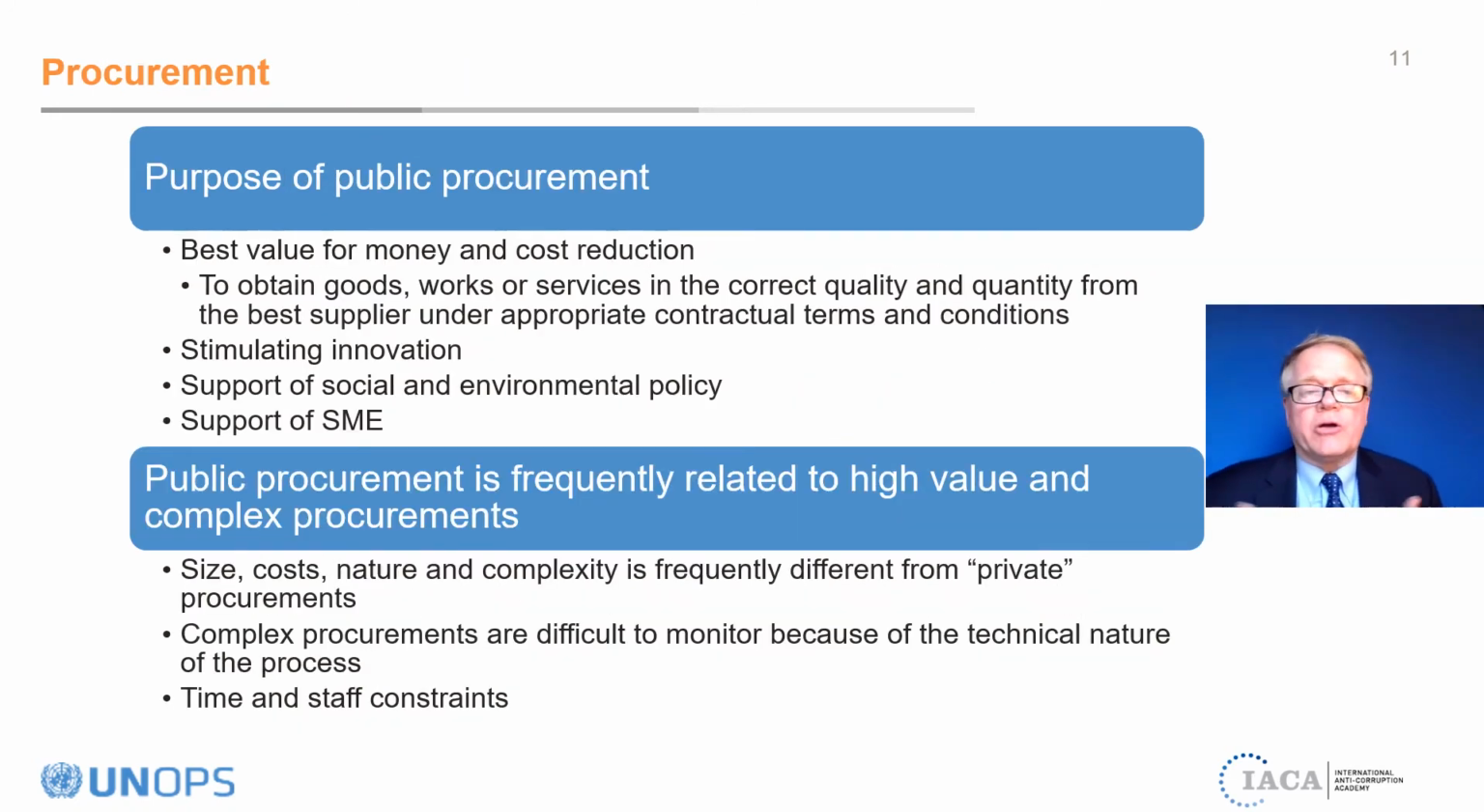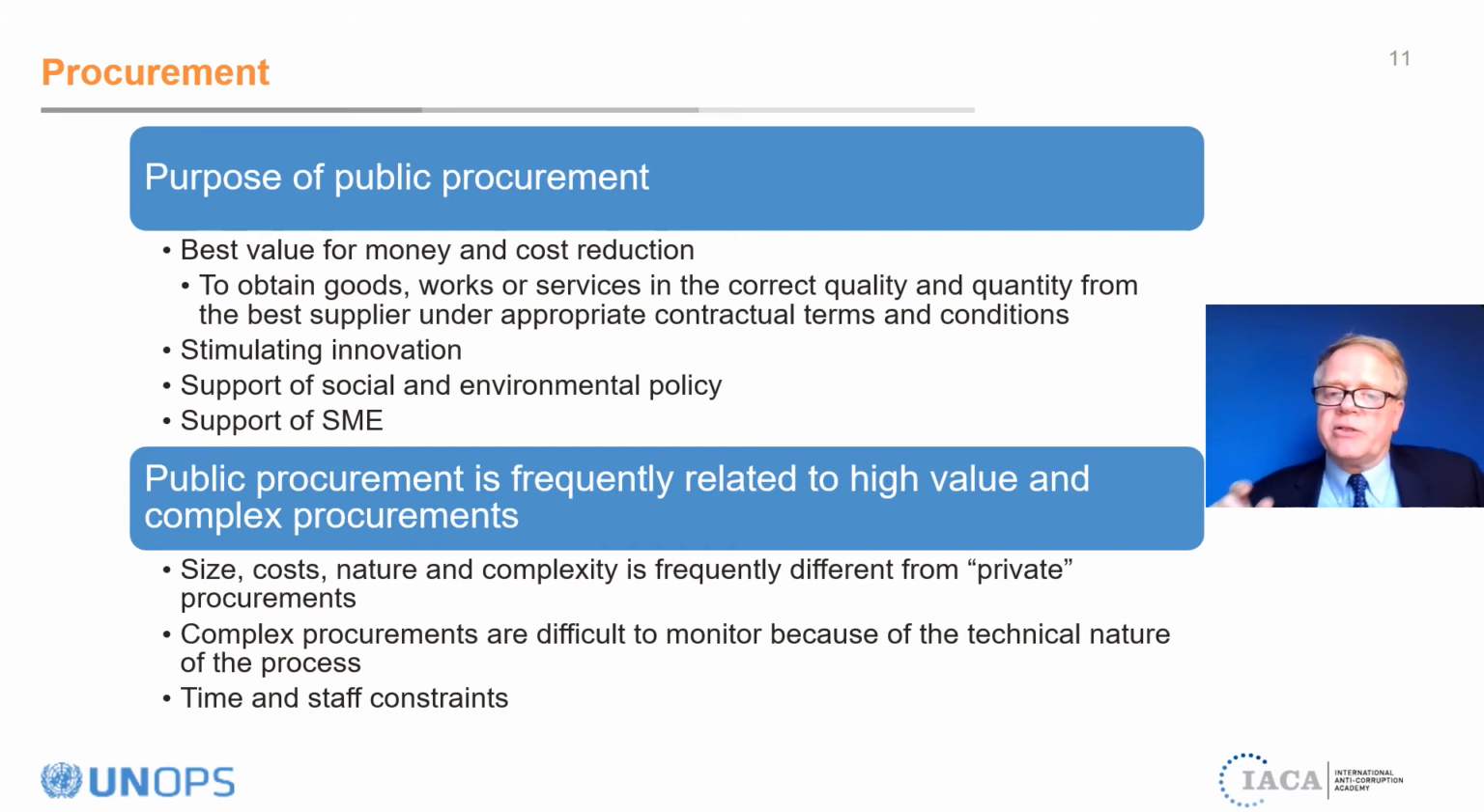So to understand how corruption can occur in public procurement, it's important, of course, to understand the purpose of public procurement. It's to obtain the best value. At its core, it's to obtain the best value for money at a reduced cost, if at all possible. To obtain goods, works, or services in the correct quality and quantity from the best supplier under appropriate contractual terms and conditions. That's the core purpose of public procurement, and that's where we're most likely to see corruption.